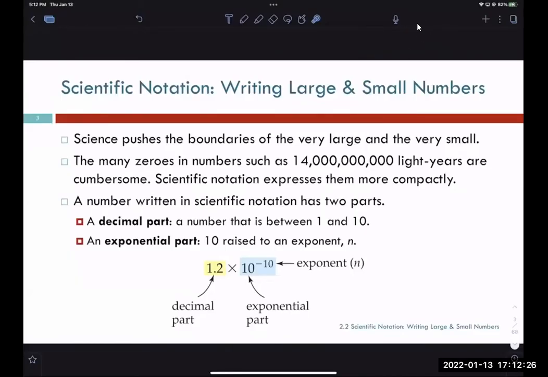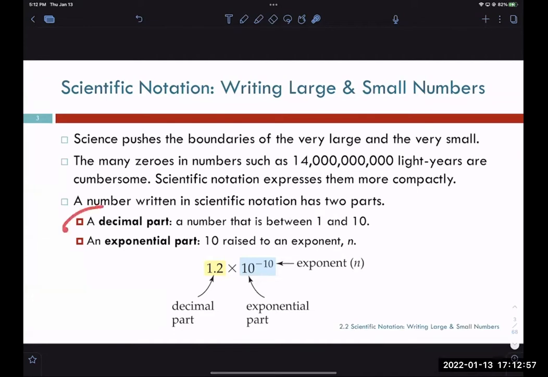Okay, so scientific notation lets us be accurate with our numbers, and also is more convenient, because writing out a number like 14 trillion light years or 14 billion light years is very long and very hard to write out. If you had to write that out on your homework assignments over and over again, they would take a lot longer. So what we do instead is break this into a decimal portion and an exponential portion.